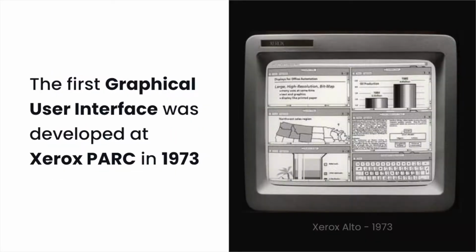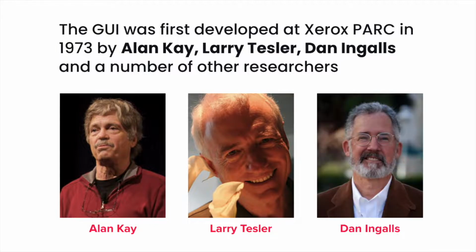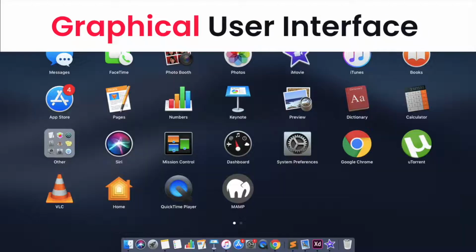Inventor of user interface. The first graphical user interface was developed at Xerox PARC in 1973 by Alan Kay, Larry Tesler, Dan Engels, and a number of other researchers. Earlier we used the command line user interface. At that time, we had to code a lot of lines to achieve any one task. But through the graphical user interface, we complete any task very easily.